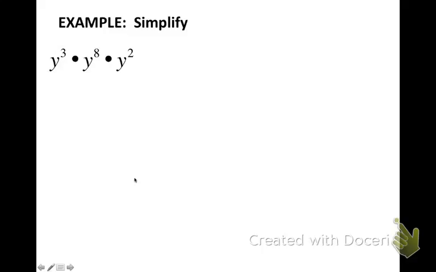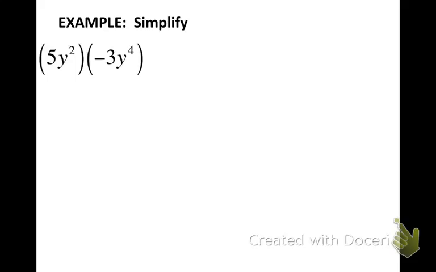Y to the 3rd times y to the 8th times y to the 2nd. Y to the 13th, good. So far, so good. Not too crazy. How about this one? We got 5y squared being multiplied by negative 3y to the 4th.